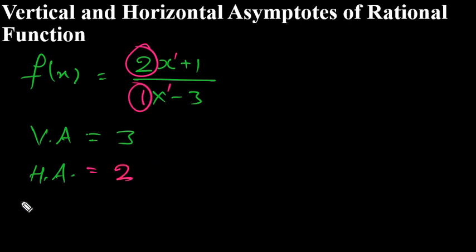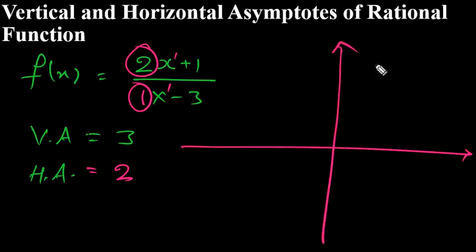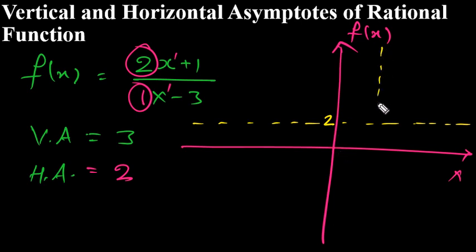Vertical asymptote, horizontal asymptote. Now let's try to graph the asymptotes on this axis, the coordinate plane. This is your x, this is your f of x. Now the horizontal asymptote is at 2, so 2 will be somewhere here. The vertical asymptote is 3, so that will be somewhere on the positive side of x. That's it. If you are able to draw this, then you are good.